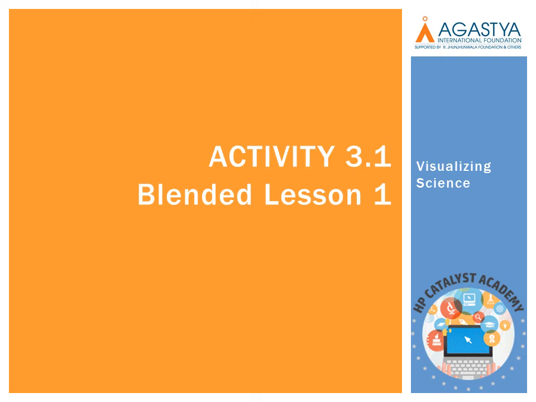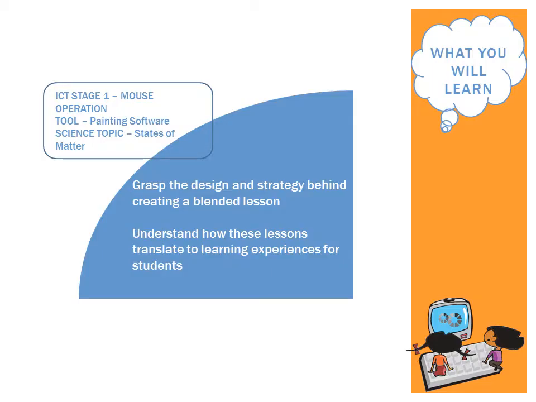In Activity 2, you were acquainted to a broad spectrum of possible science activities that can be included as part of the four-stage approach. Today, we're going to tease apart one of those lessons. Our lesson for this activity is a Stage 1 lesson using states of matter as a science topic. At the end of this video, you will grasp the strategy behind creating a blended lesson. Real learner examples will help you understand how these lessons translate to learning experiences for students.